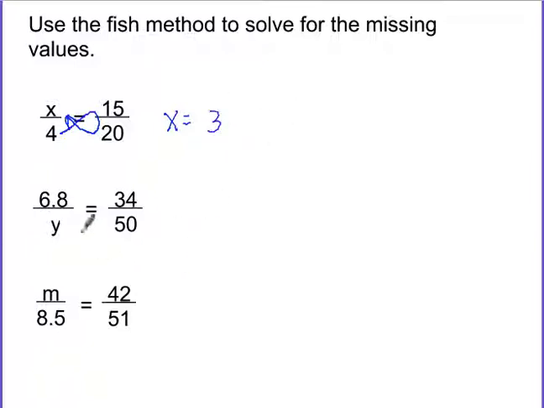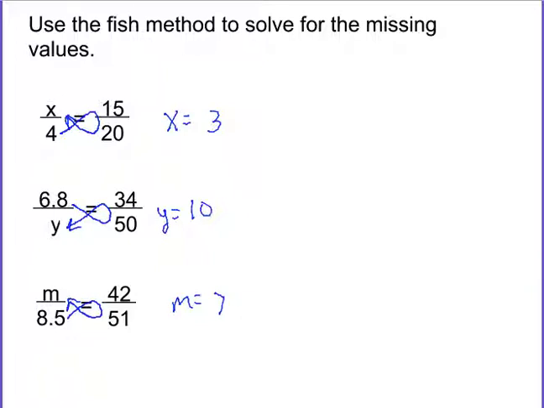So x is 3. Find the variable. There it is. Start with the number closest to it. 6.8 times 50 divided by, sorry, divided by 34. 10. Y equals 10. Start with 8.5. 8.5 times 42 divided by 51. 7. M equals 7. Okay, that's pretty simple, isn't it? Any questions on the fish method?